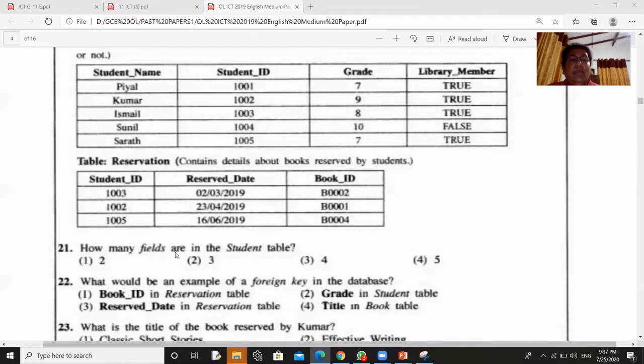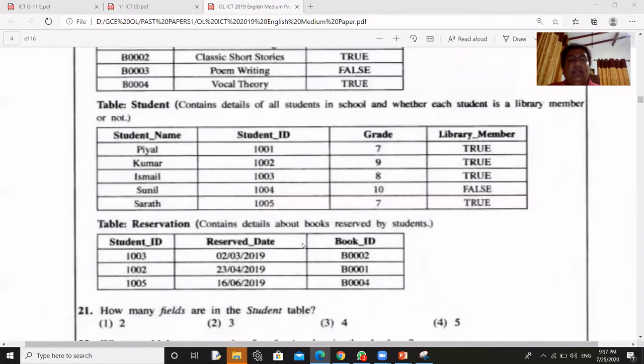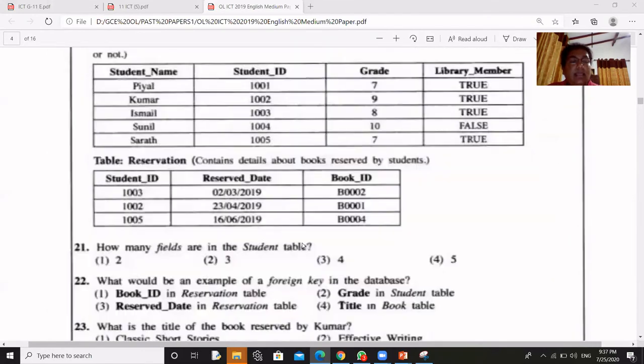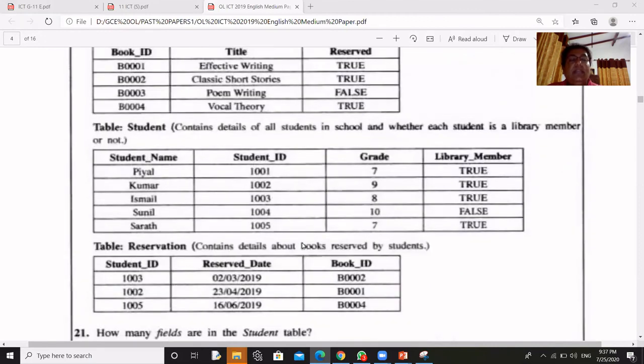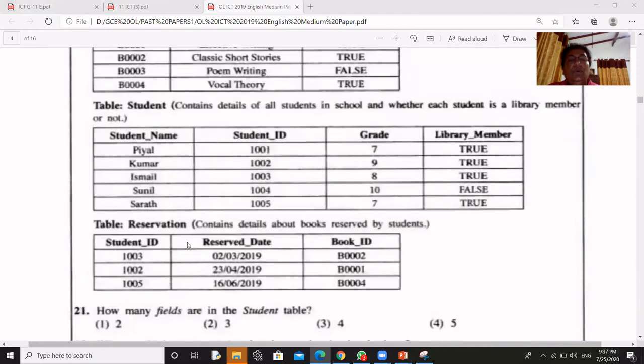Okay, how many fields are in the student table? A very simple question. How many fields are in the student table? There are students who get this wrong too. Normally you can see fields and rows. Rows are what we call records. Columns denote fields. In Sinhala we call the columns fields, and the rows are the records.